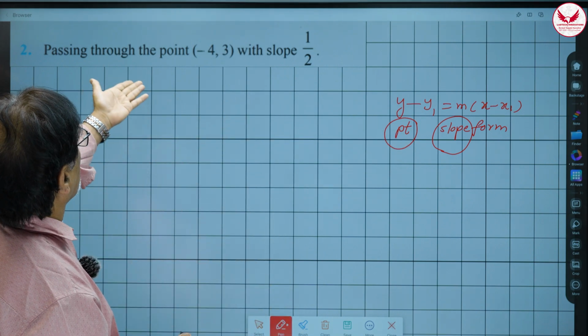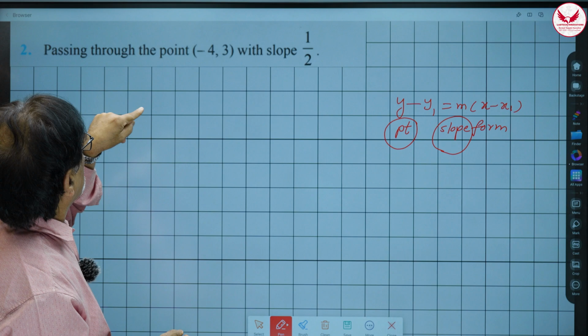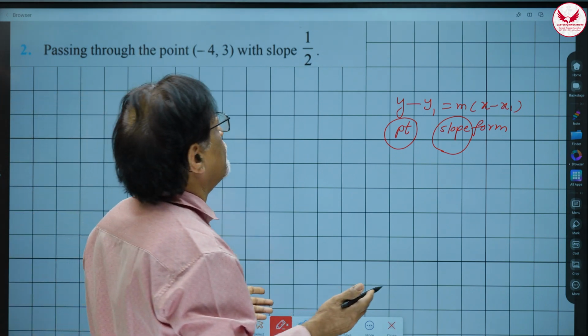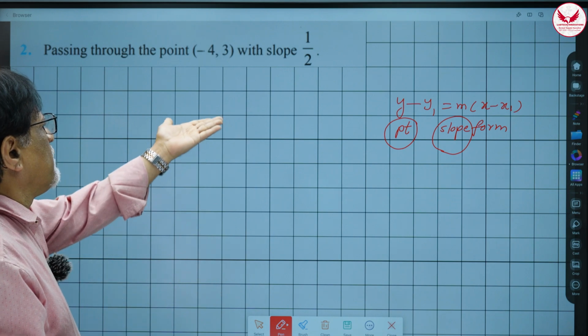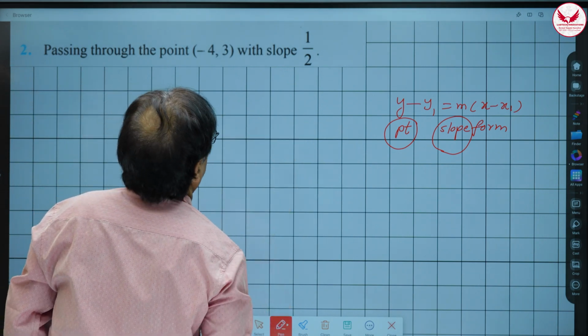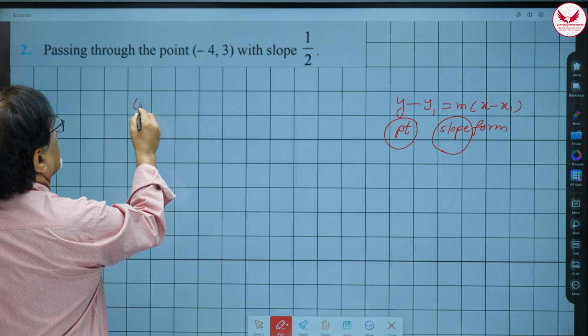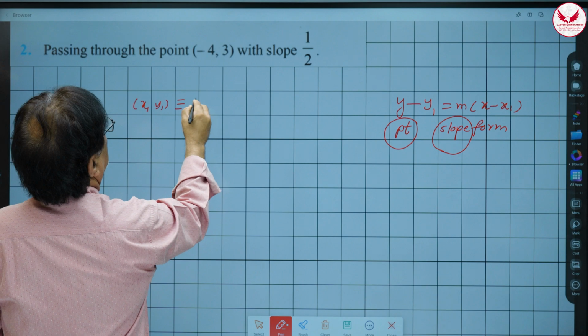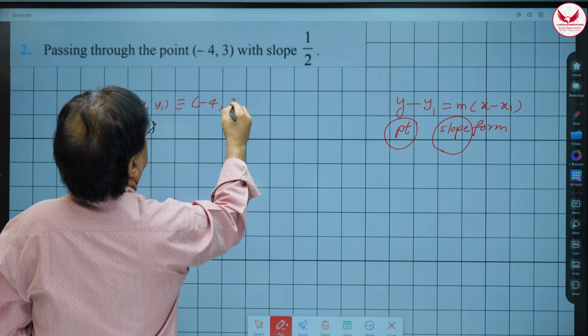The moment you look at the problem, what is given? Slope is given and point is given. So is there a formula which involves the two? Yes, y minus y1 is equal to m into (x minus x1). All you have to do now is just substitute the point. So what is (x1, y1) here? The point through which the line passes is given to be (-4, 3).